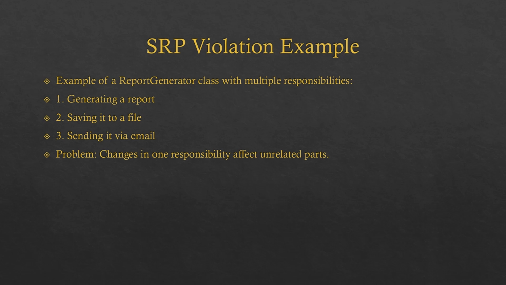Let's look at an example where SRP is violated. Suppose we have a report generator class. This class is responsible for three things: generating a report, saving the report to a file, and sending the report via email. In this case, the class has multiple responsibilities. If we need to change one of these, we risk affecting the others, making the code harder to maintain.